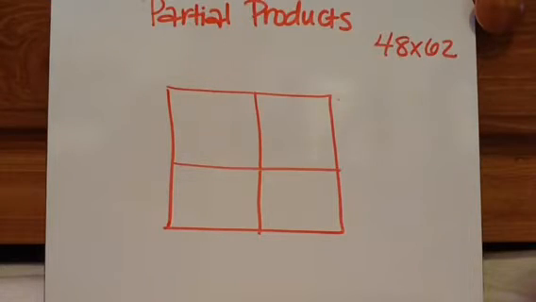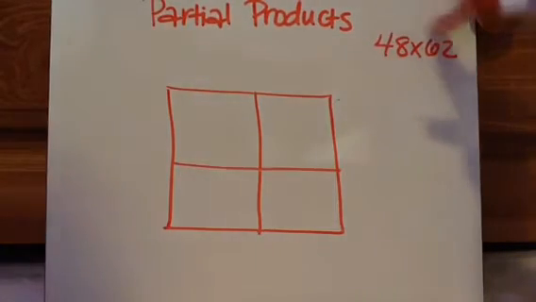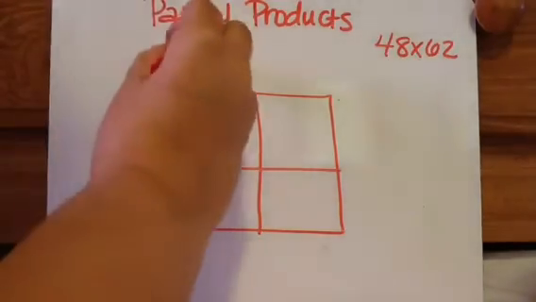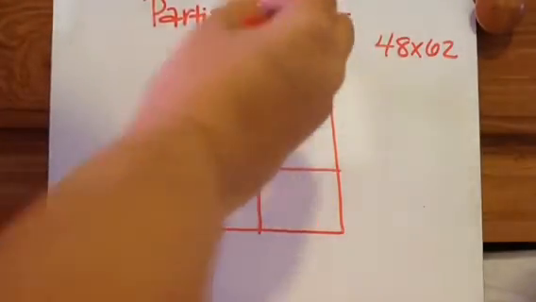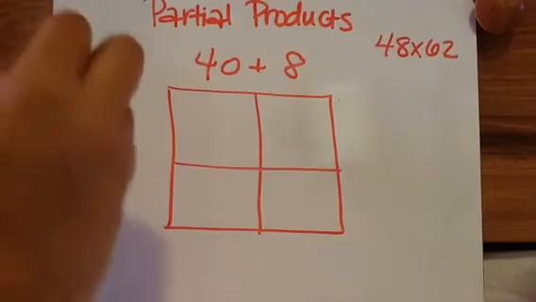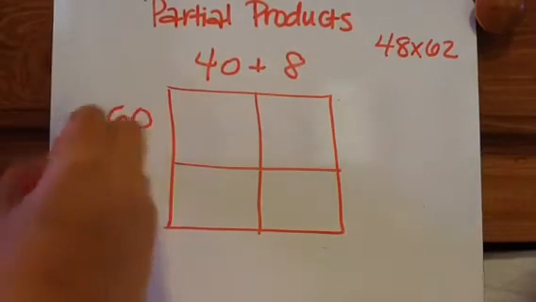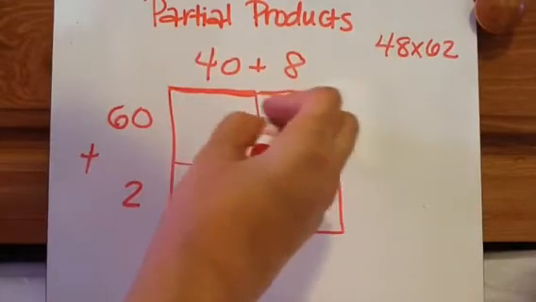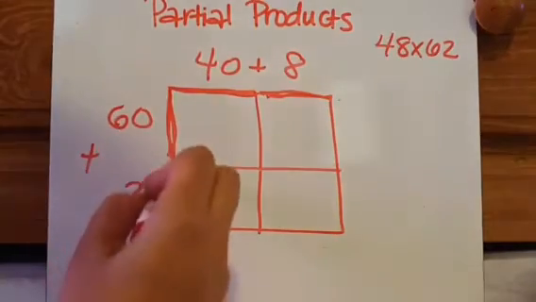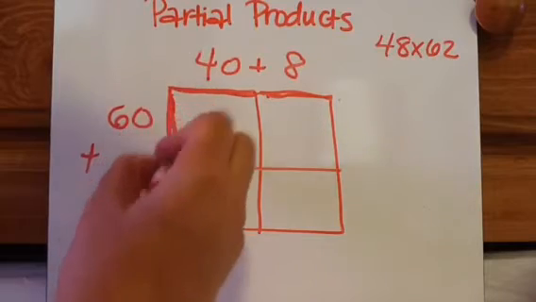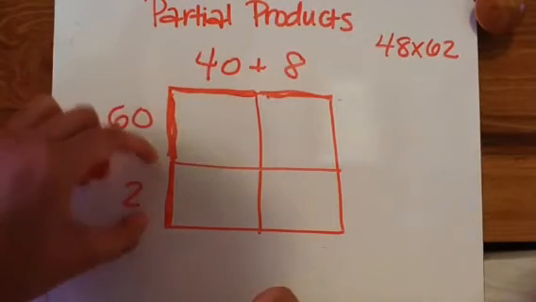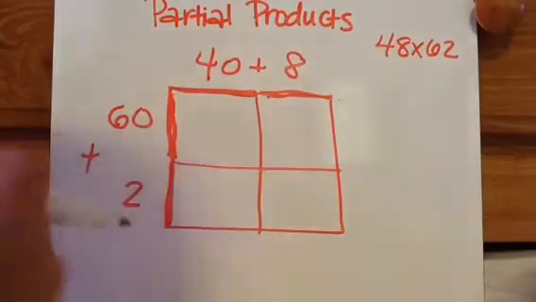Okay, partial products. So in the last video clip, we broke apart 48 and 62 using expanded form. So you're going to do the exact same thing here. 48 broken up would be 40 plus 8 in expanded form. 62 broken up would be 60 plus 2. Notice I kept each number above or next to its own box. Please don't cram it to where it's all here or all here. Each one needs its own box.